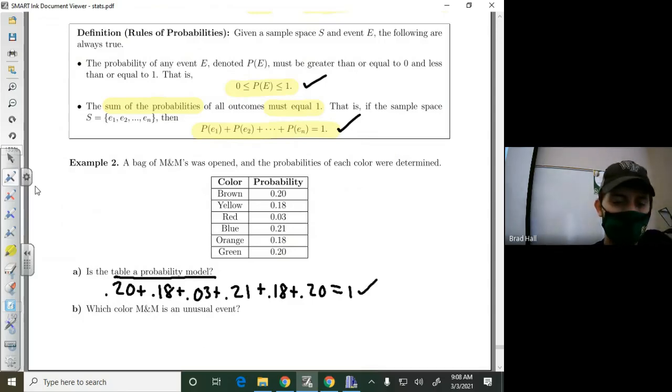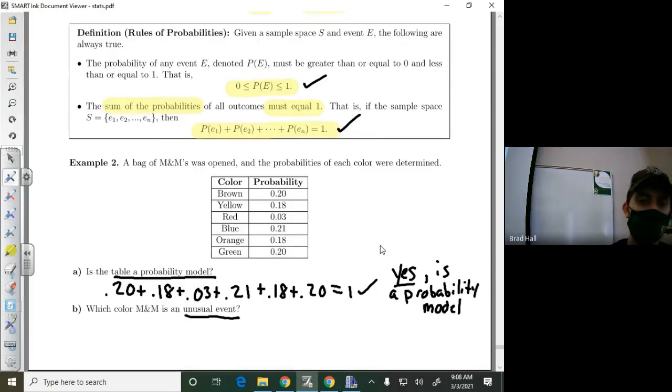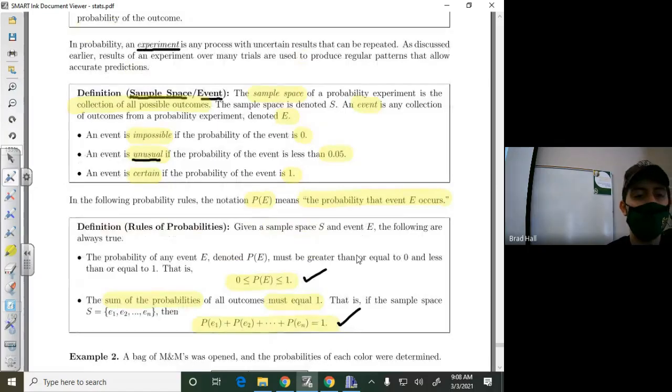So this is a probability model, because it follows all of the rules of probability. And then finally, wood color M&M is an unusual event. Remember, we defined an unusual event as any event less than 0.05.